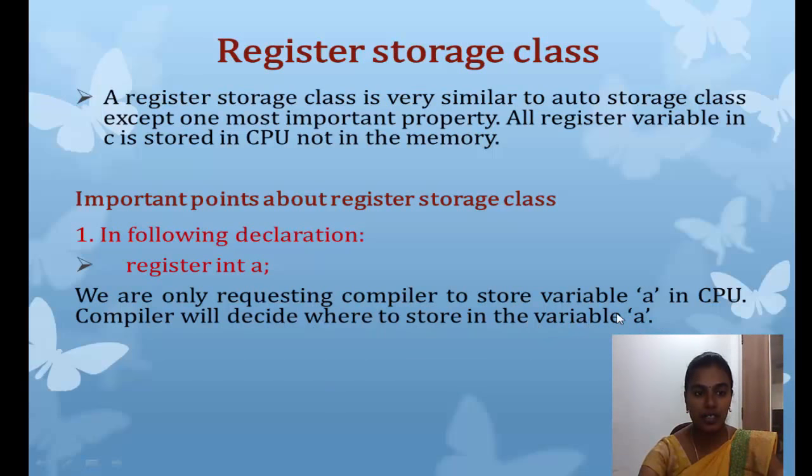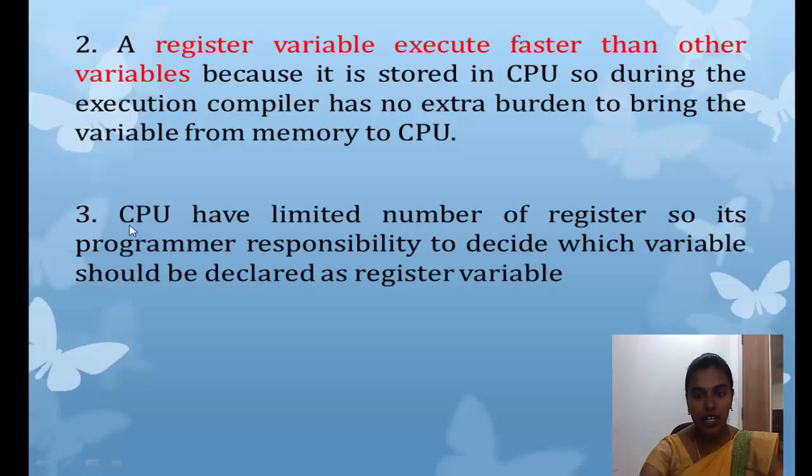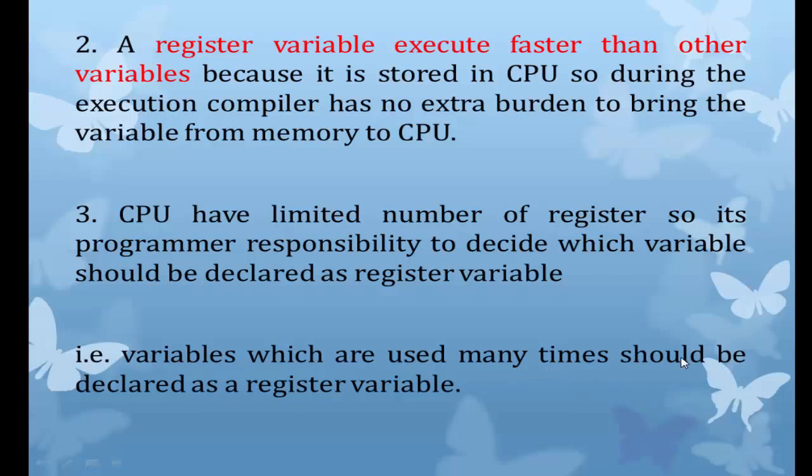The next property is, a register variable executes faster than other variables because it is stored in the CPU. So during the execution, the compiler has no extra burden to bring the variable from memory to the CPU. And the next property is, the CPU has a limited number of registers, so it's the programmer's responsibility to decide which variable should be declared as a register variable. That is, variables which are used many times should be declared as register variables.